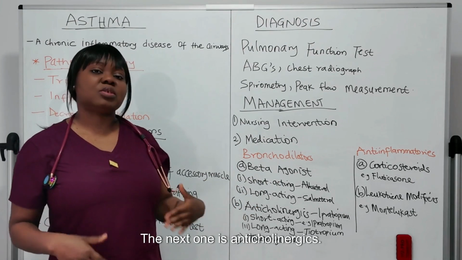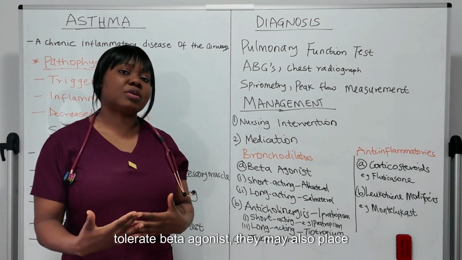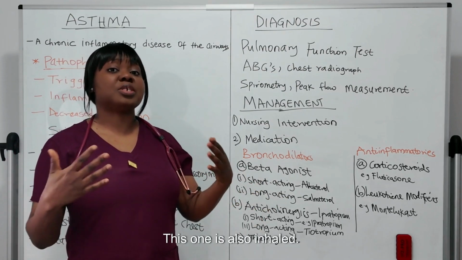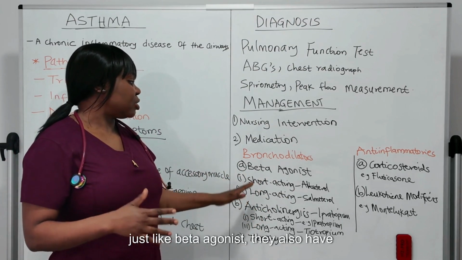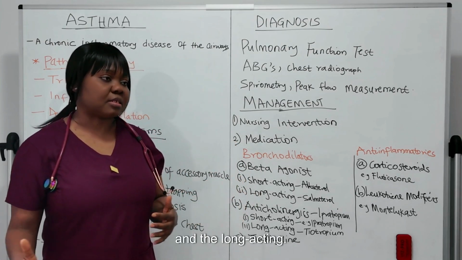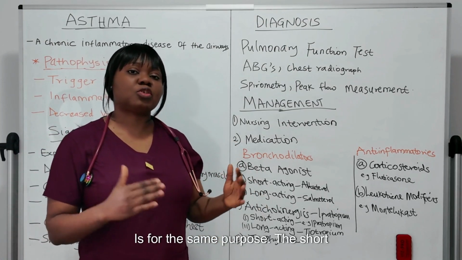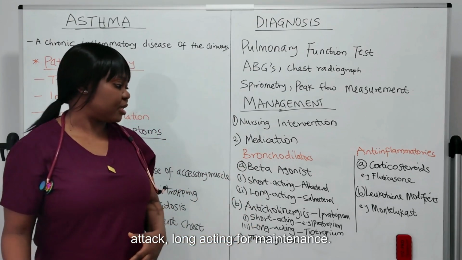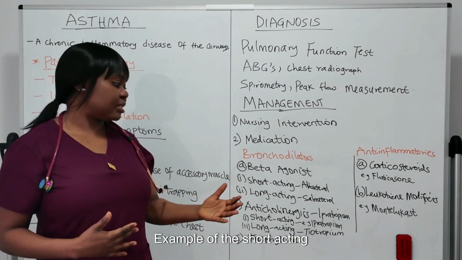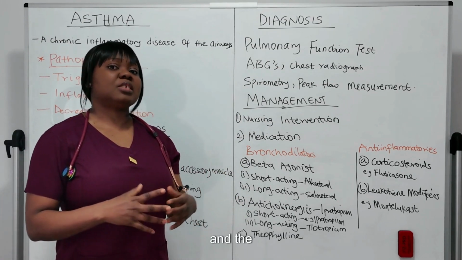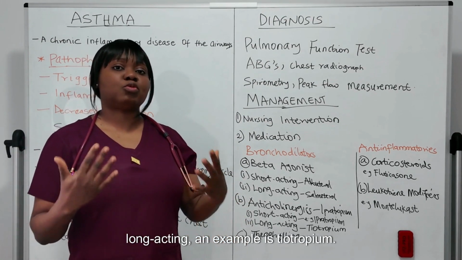The next one is anticholinergics. For patients that are not able to tolerate beta agonists, they may place them on anticholinergics. These are also inhaled. Just like beta agonists, they also have short-acting and long-acting forms, for the same purpose: the short-acting as a reliever when there's an acute attack, and the long-acting for maintenance. Examples of the short-acting include Ipratropium, and the long-acting, an example is tiotropium.